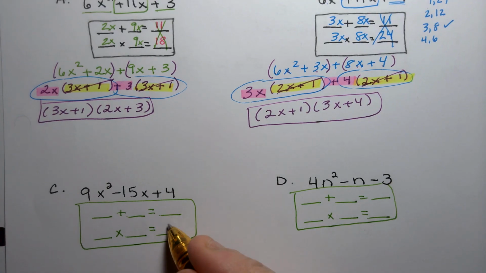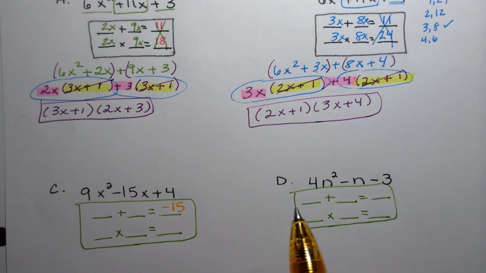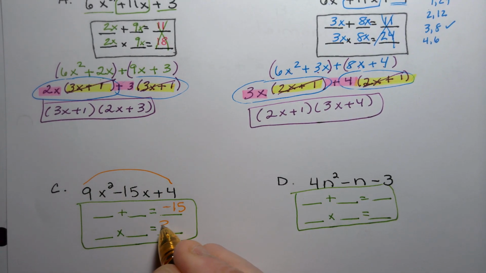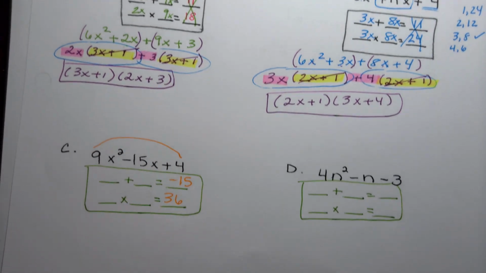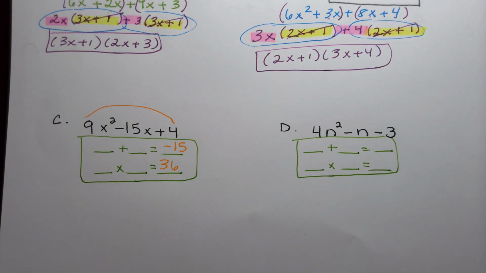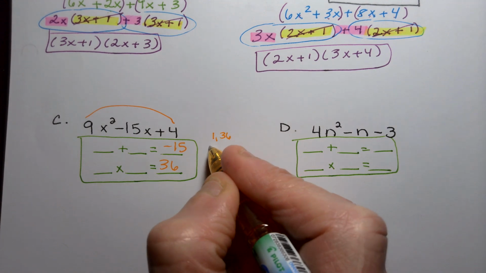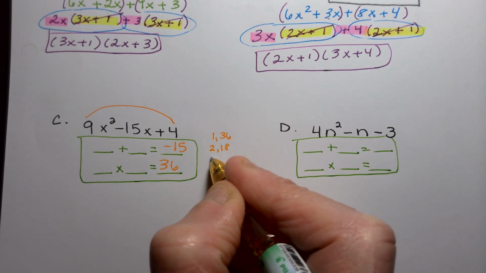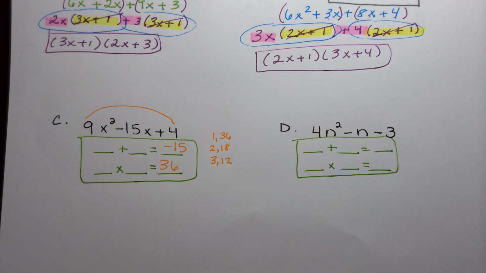Okay, so did you put your numbers in here? Should have a negative 15, and then you should also have 36. Okay, numbers that multiply to give you 36. 1, 36, 2 and 18, 3 and 12. Oh, does 3 and 12 work?